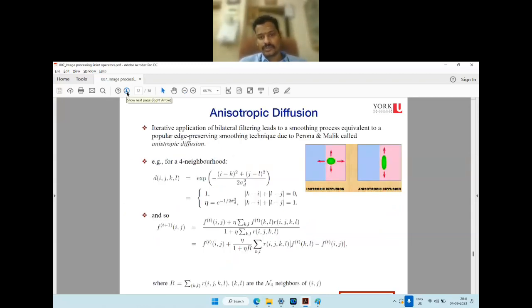Anisotropic diffusion. It's not in the syllabus. Anyhow, please try to understand what you mean by anisotropic.